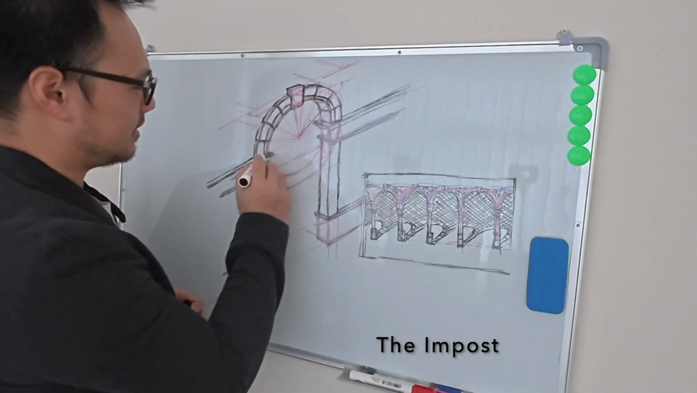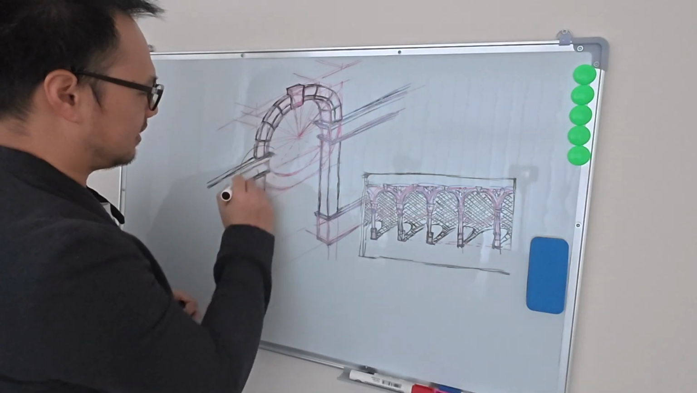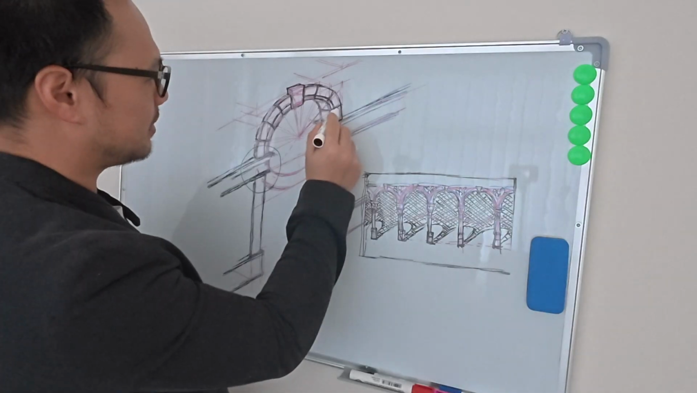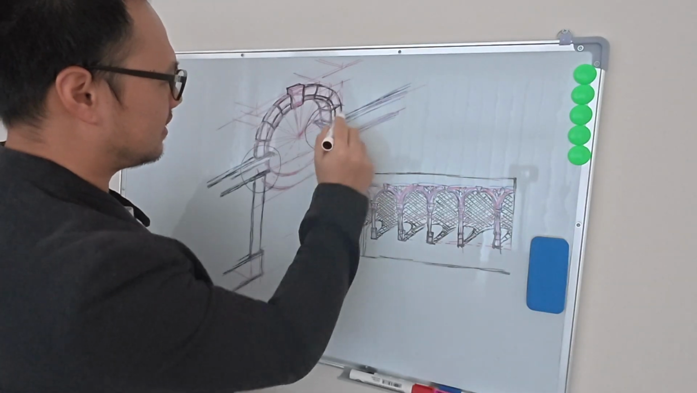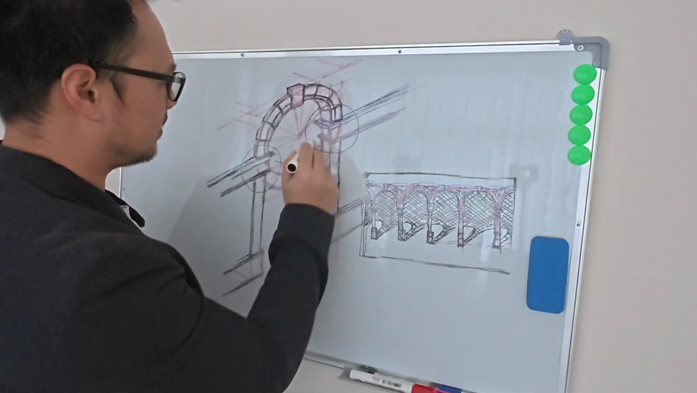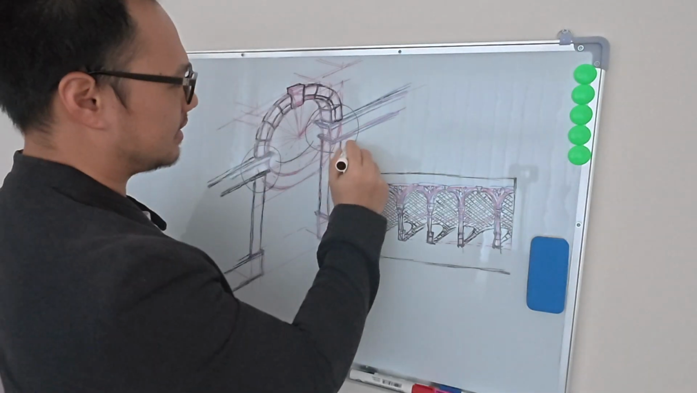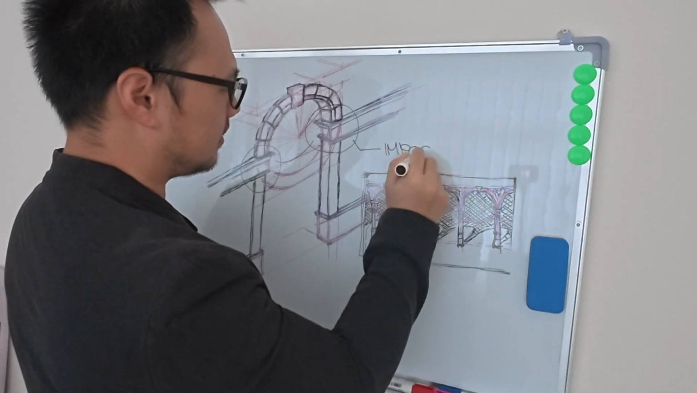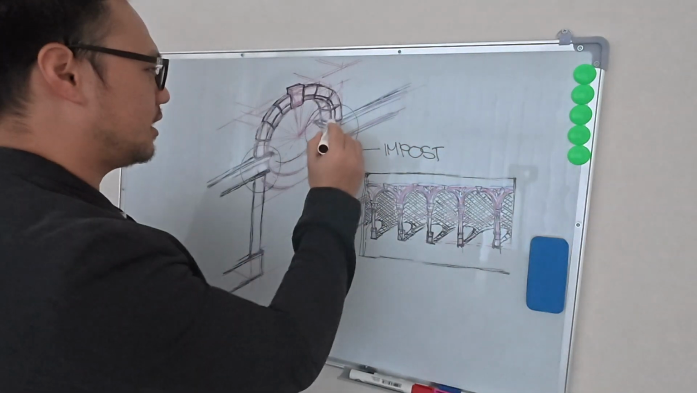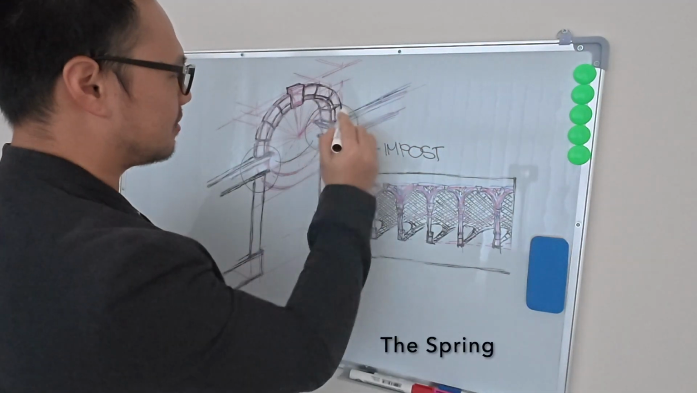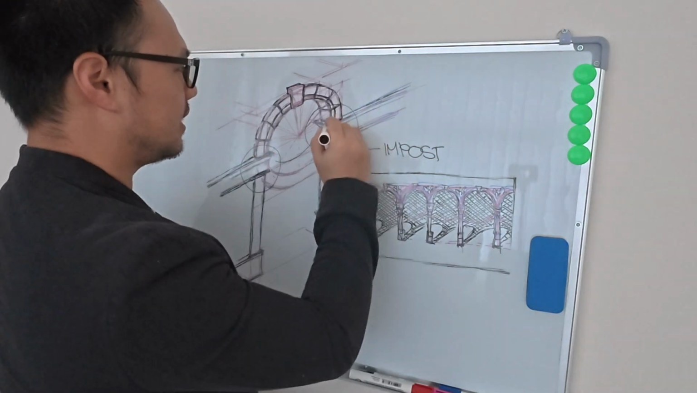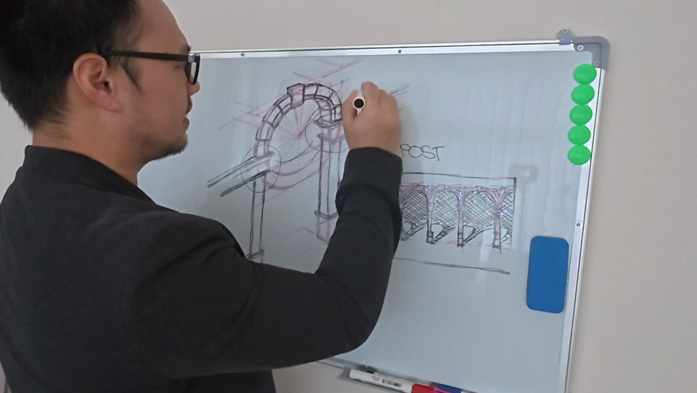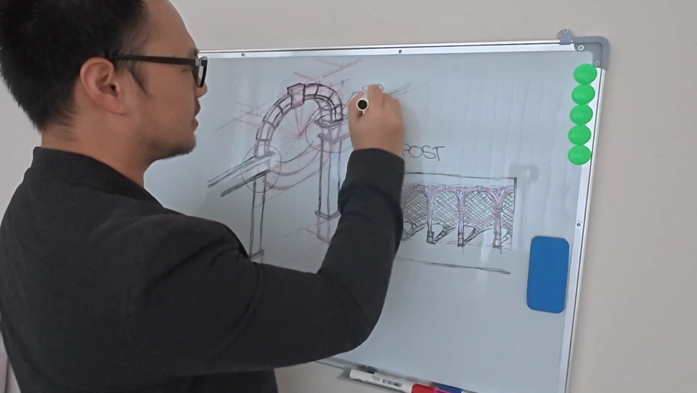The impost is this feature right here. Okay, we have two imposts. All right, connect those, and we're going to call that our impost. The springing point is right as the arch comes off of the impost. So right here in this area, we have the spring of the arch.